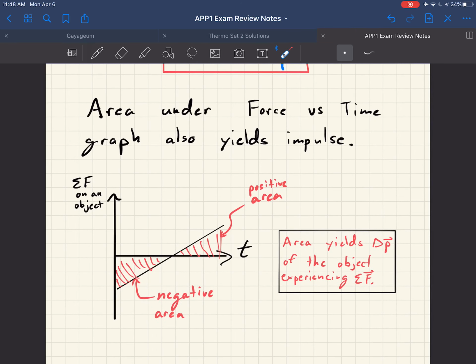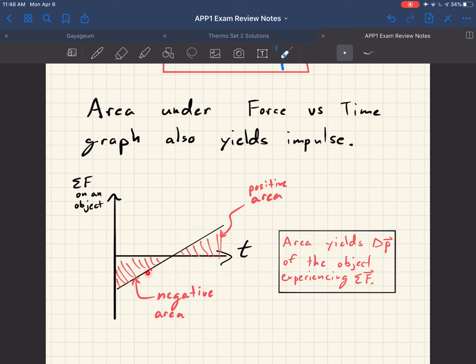We can also find impulse using areas under graphs. So if you have a force versus time graph, and let's say this is the net force acting on the object, if you take the area underneath that force-time graph, it gives you the impulse, which is the change in momentum of that object. Also notice that it can be negative, right? So if the area is negative, then the impulse would be negative during that portion. If it's positive, the impulse would be positive during this portion.